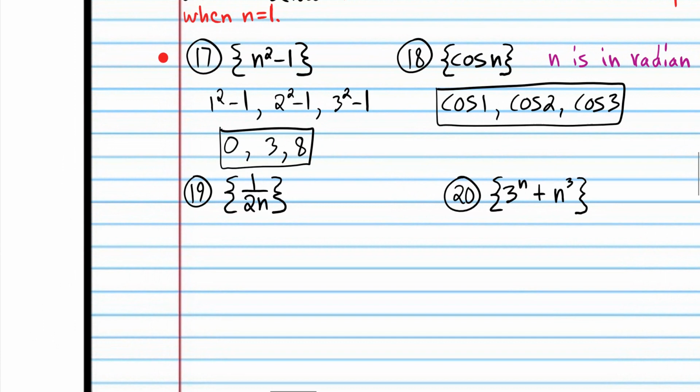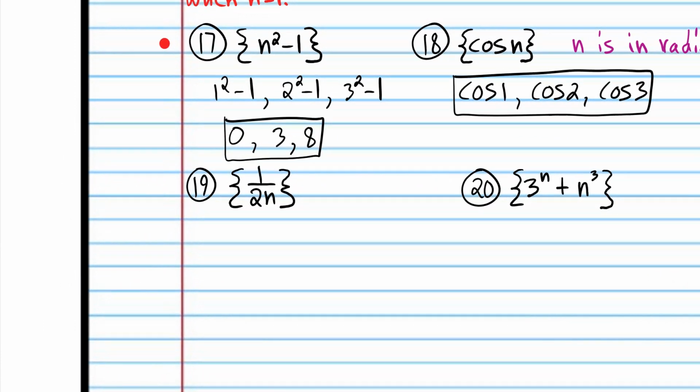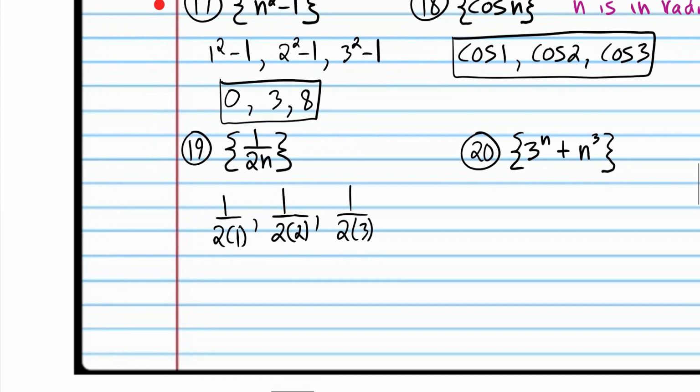Okay, so let's find the first three terms of this sequence. So we're going to plug in 1, and we'll plug in 2, and we'll plug in 3. So those are the first three terms. So we have 1/2, 1/4, and 1/6.